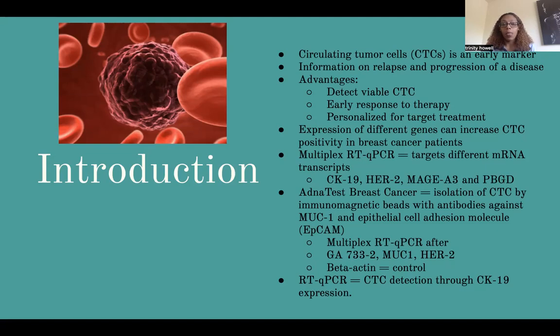about clinical management. The multiplex RT-qPCR targets different mRNA transcripts, and it uses the genes CK19, HER2, MAGE-A3, and PBGD, which was the control. The ADNA-test breast cancer isolates CTC by immunomagnetic beads with antibodies against MUC1 and an epithelial cell adhesion molecule, EpCAM. Multiplex RT-qPCR happens after, and then detects GA7332, MUC1, and HER2. Beta-actin is the control that it also detects. The RT-qPCR detects CTC through CK19 expression.